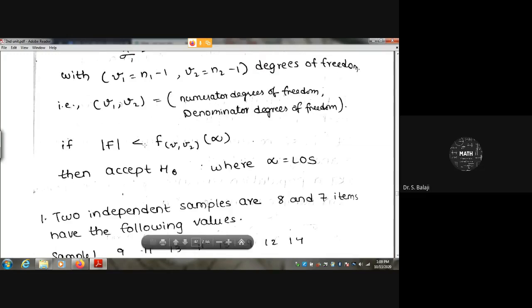Therefore, for level of significance alpha, if the calculated value of modulus F is less than F v1 v2 of alpha, then you can accept H naught. Alpha is the level of significance. So it is a very simple idea only here. You have to remember that.